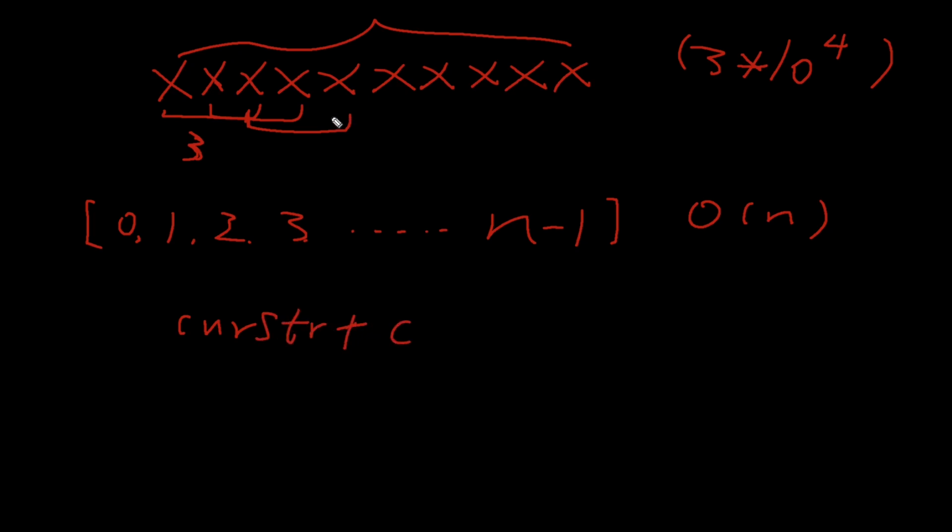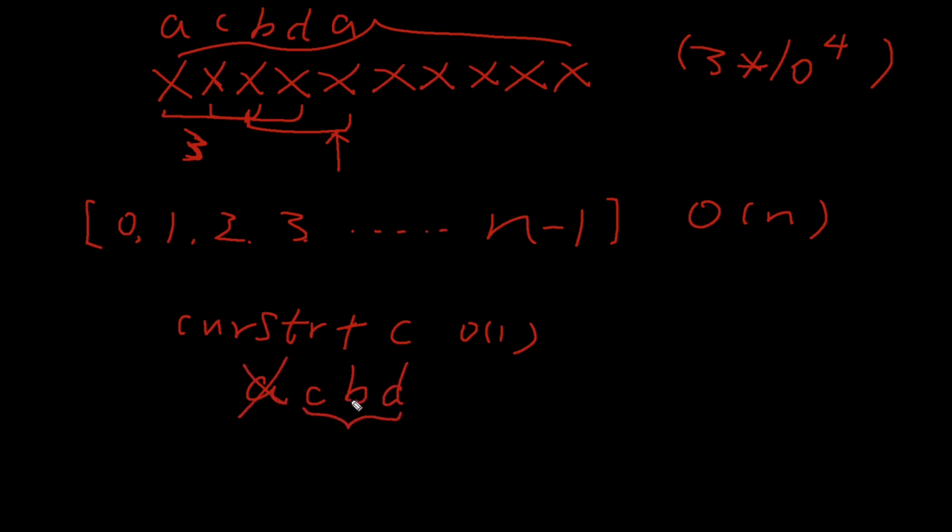We'll be appending the string to the end, which is O of 1, right? But meanwhile, we also need to remove a string from the beginning, right? Let's say we have A, C, B, D, A. So let's say that the length is 3 here. When we are at A, C, B, D, at this time we need to remove A at the beginning so that we can get the current string, right?